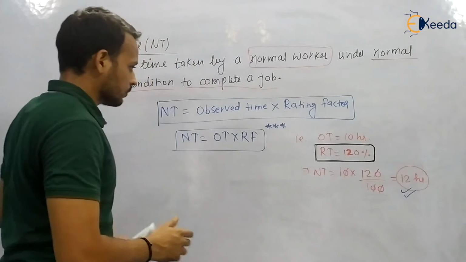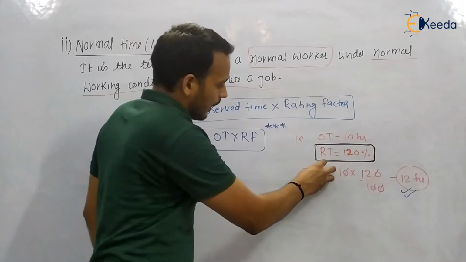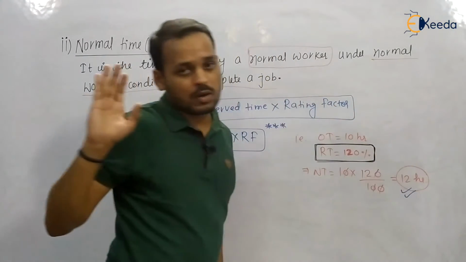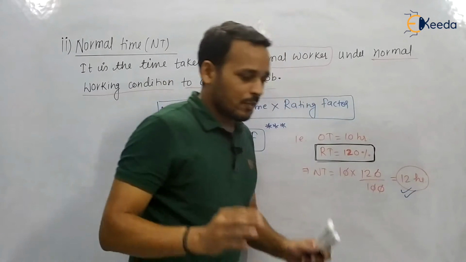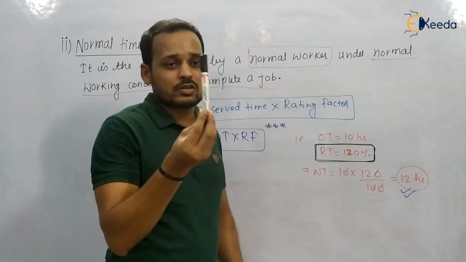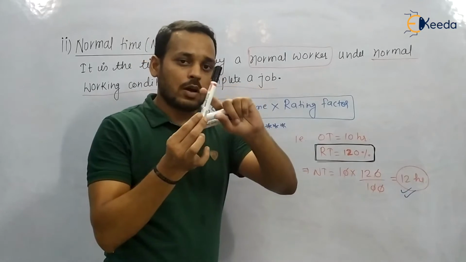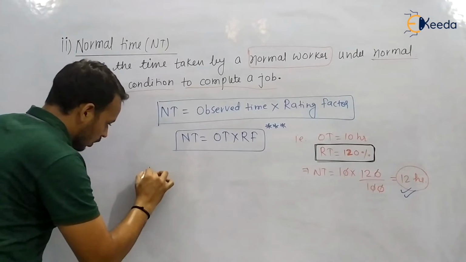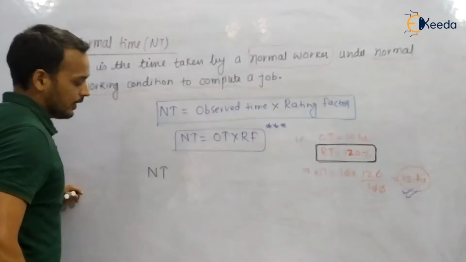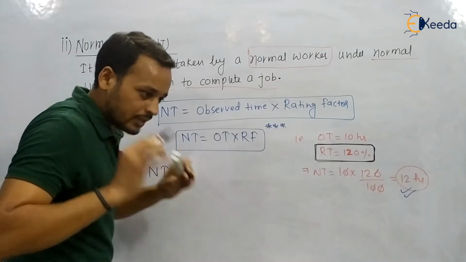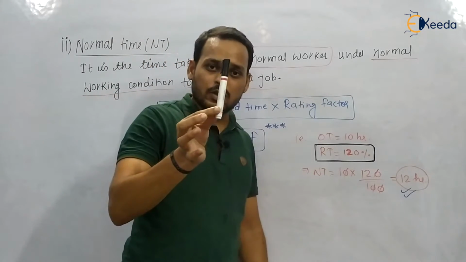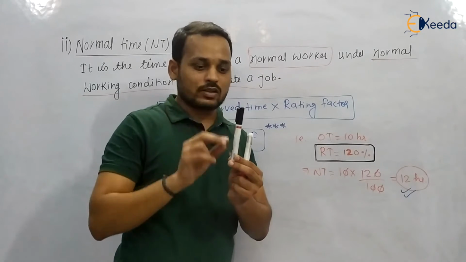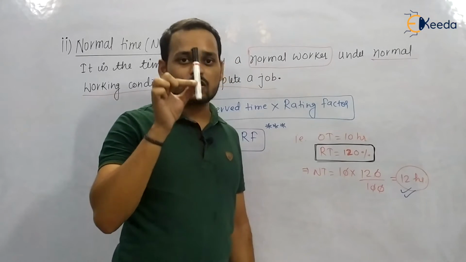So suppose the normal time required to complete a job under a normal working condition is 12 hours. This is fixed. Suppose a person decides that to make this marker, the normal time is 12 hours. So normal time is fixed. To make this marker, 12 hours will be required. And we assign two different workers to make this marker.